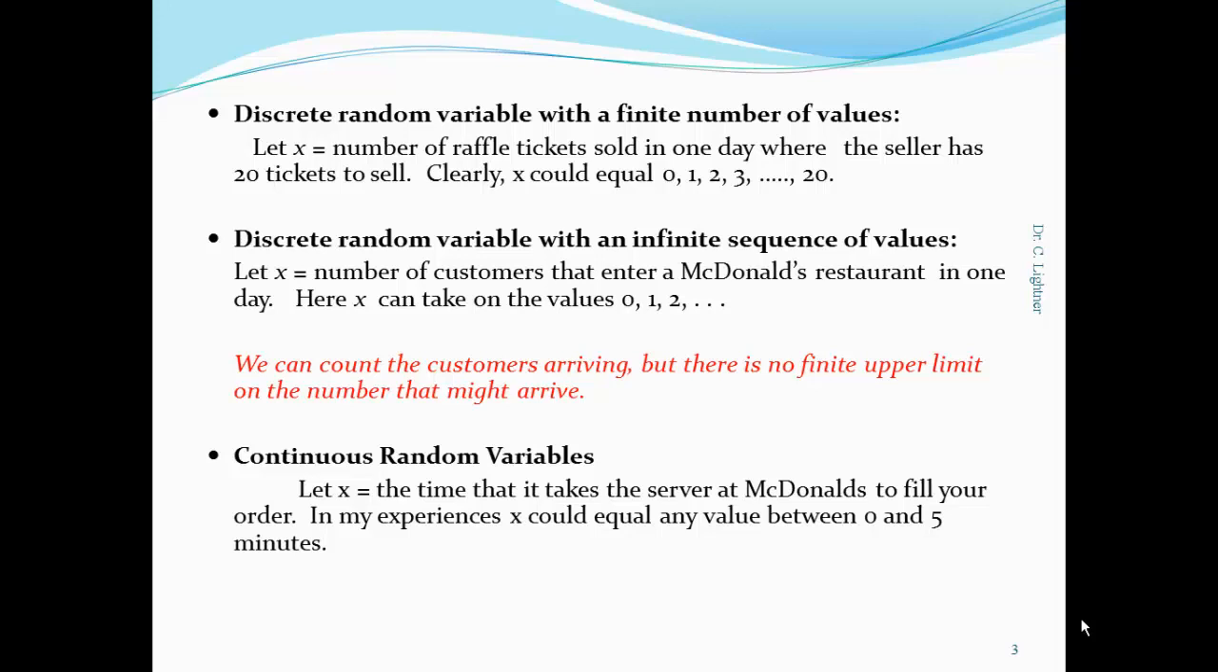We can allow x to represent a discrete random variable, where x is the number of raffle tickets sold in one day where the seller has 20 tickets to sell. Clearly, our x value could equal 0, 1, 2, 3, 4, all the way up to 20. For this example, some of us may have been tempted to say that the number of raffle tickets sold in a day was a continuous random variable because the person could sell anywhere between 0 and 20 tickets in a day.